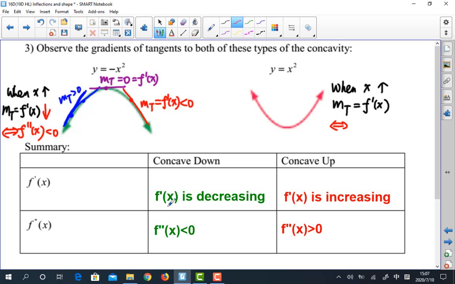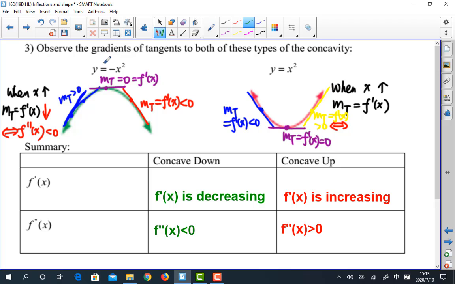Therefore, for concave down case, your f prime x must be decreasing when x increases. When f prime x is decreasing, the derivative of this function, which becomes the second derivative, must be less than 0. The first derivative function is decreasing. We also can use the calculus, the derivative functions, to really justify f prime x is decreasing and f double prime x is less than 0.